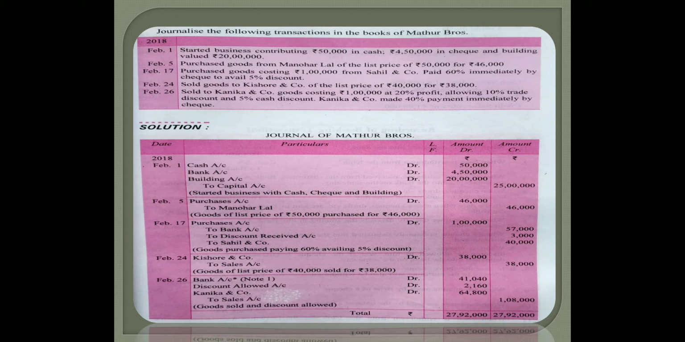After adding the profit in the amount, we will calculate the trade discount, and it will not be entered in any entry, but the amount will be reduced. So we will calculate 10% trade discount on the amount 1,20,000, and the amount will come 12,000, and this 12,000 will be deducted from 1,20,000 and the amount will come 1,08,000.